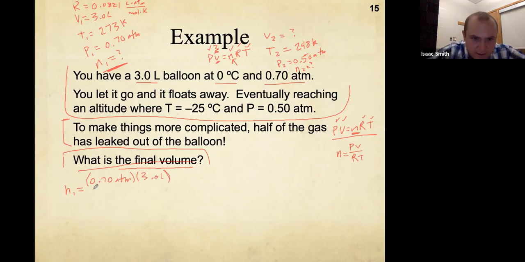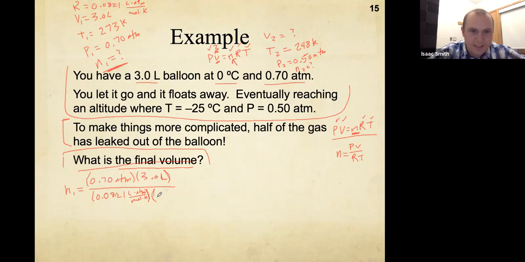That's a parentheses. That's an L. My pen is lagging. Divided by R, which is 0.0821 liters atmospheres over moles Kelvin. Okay. R times T, which is 273 Kelvin. Okay. Oh my goodness.